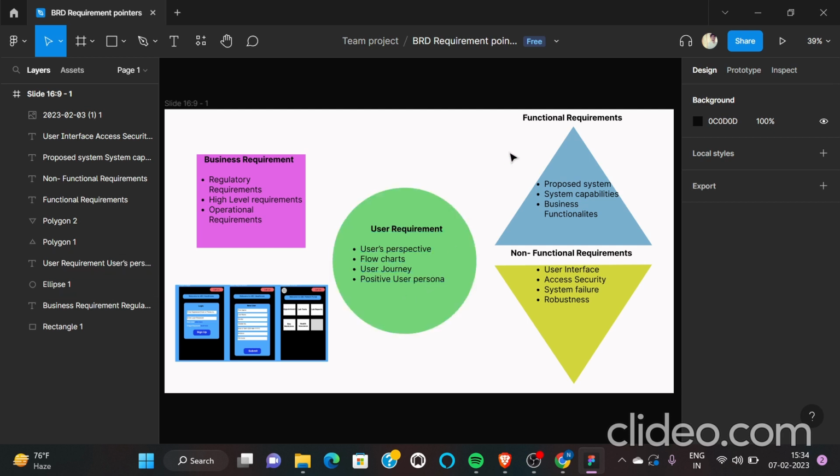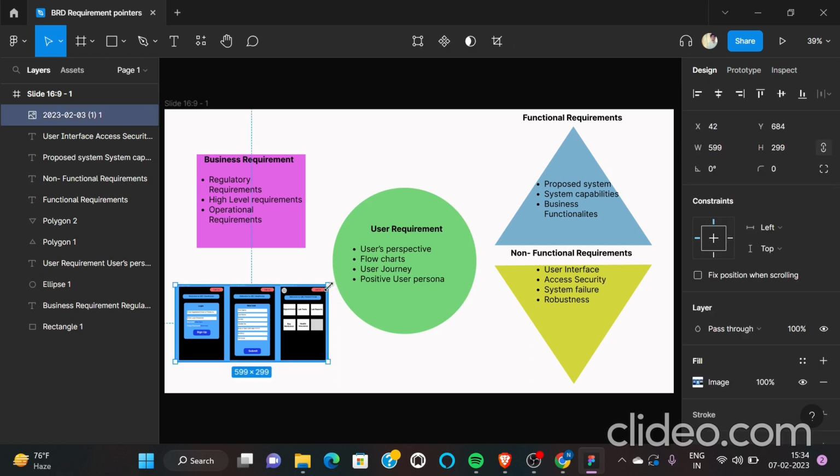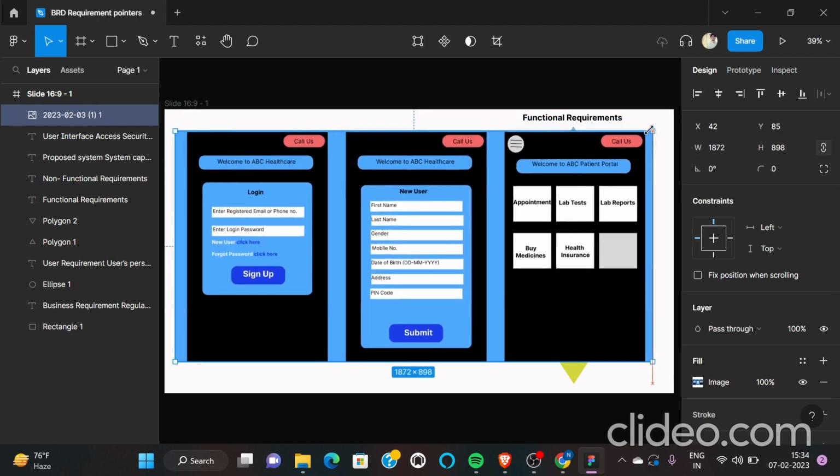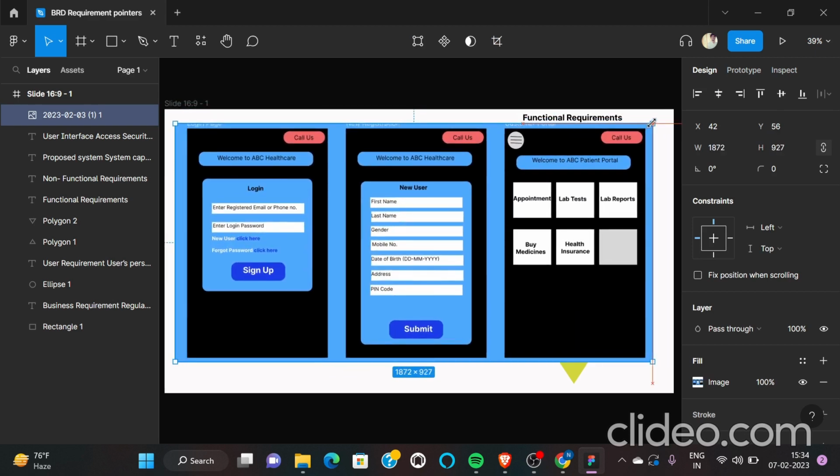The next one is the functional requirements. Before that, let's take an example of a user requirement and a flowchart defining a user journey. So this is a healthcare application prototype where a user can log in or a new user can register to book an appointment. So this is a user journey, I would say, for a feature which, let's say here, is booking an appointment. So if a patient wants to book an appointment, this would fall under the functional requirement.